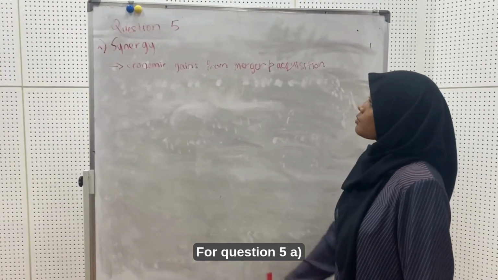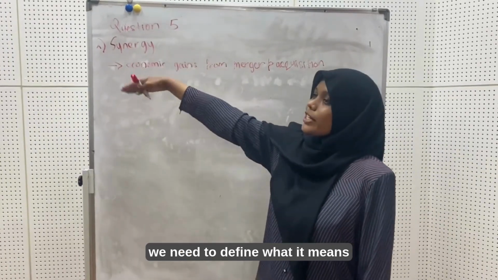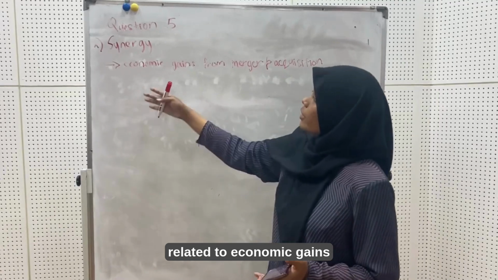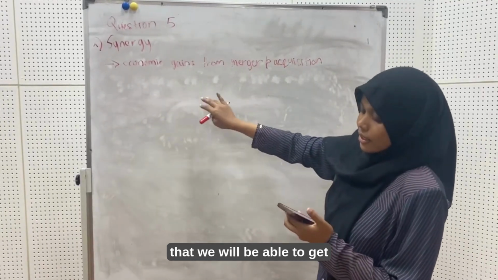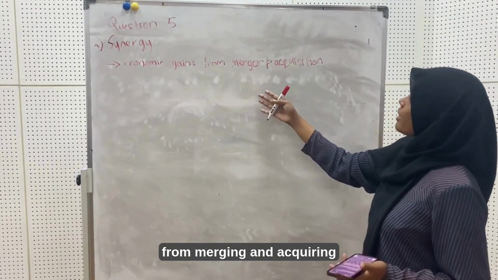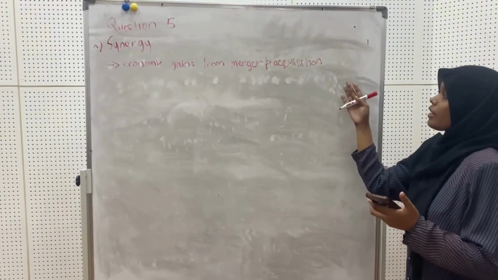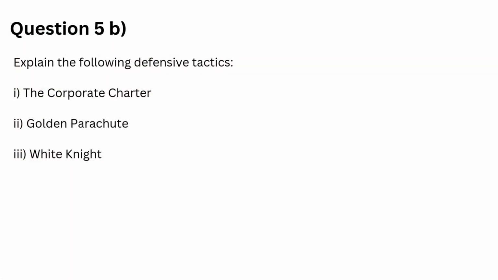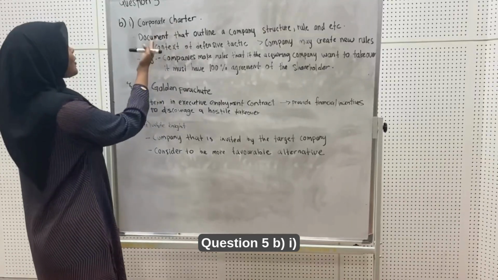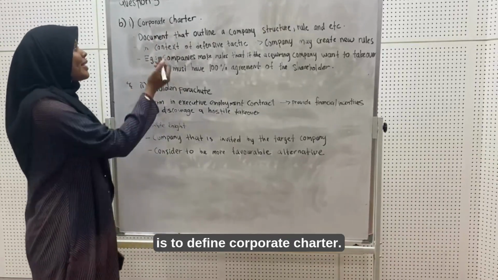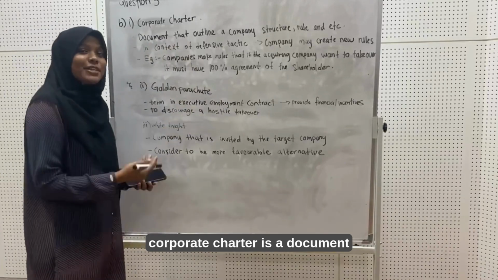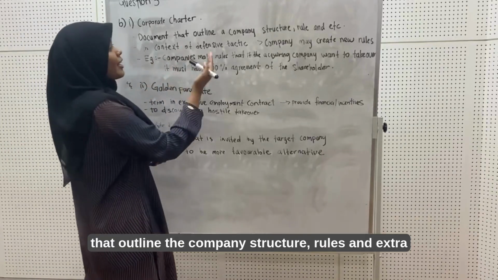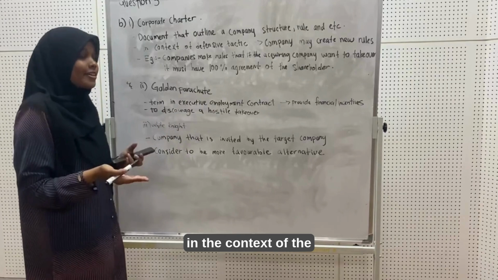Okay. For question 5a, we need to define what synergy means. Synergy refers to the economic gain that we will get from merging and acquiring a company. Question 5b, Roman 1, is to define the corporate charter. Corporate charter is a document of the company that outlines a company structure, rules, and etc.